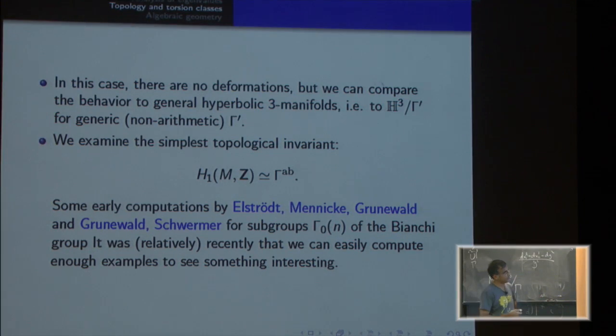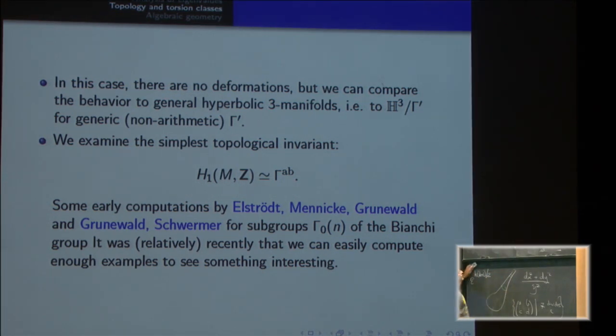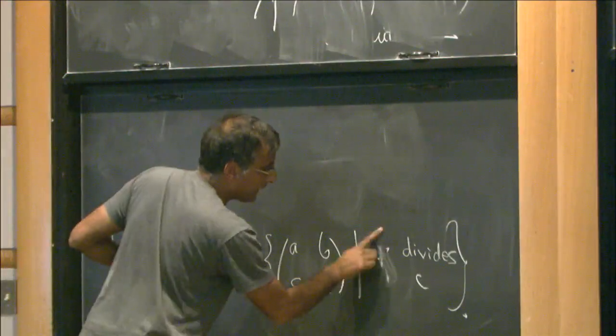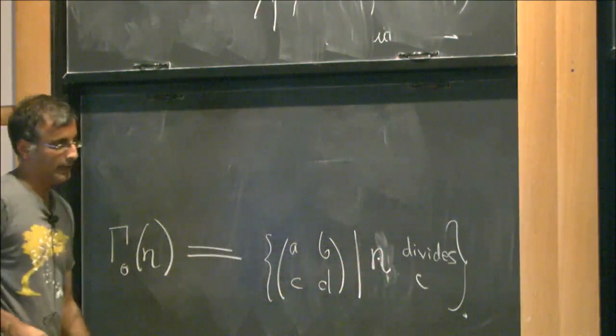But the first systematic computations that I know of for subgroups of Bianchi groups were by Elstrodt, Mennicke, and Grunewald, and these were taken further by Grunewald and Schwermer. And so what they did is they computed the first homology for a family of subgroups. So let me just define what family of subgroups they looked at. This is called gamma naught of n. It is the subgroup where n divides the lower left entry.